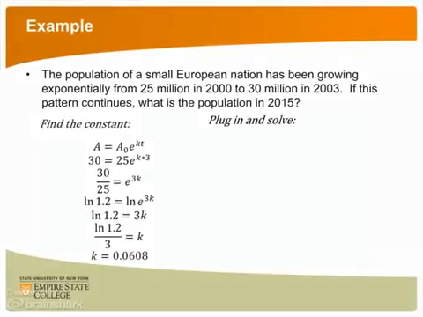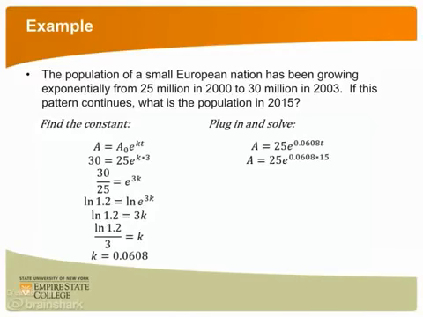Using a scientific calculator, we find that the natural logarithm of 1.2 divided by 3 equals 0.0608 when rounded to 3 significant digits. We have our official model. The ending amount equals 25 times e raised to the 0.0608 times t.